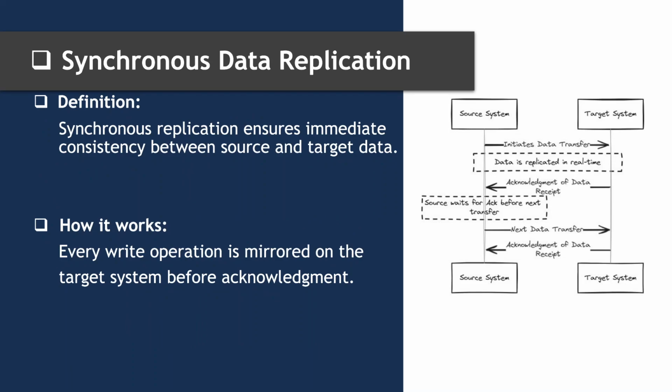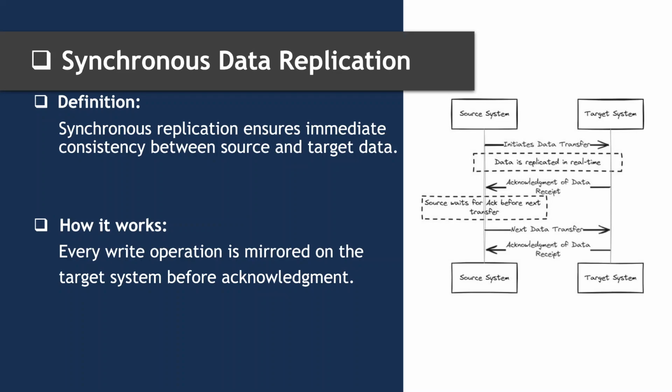First, we will take a look at the definition. Synchronous replication ensures immediate consistency between source and target data. And how it works is, every write operation is mirrored on the target system before acknowledgement. The diagram illustrates the process of synchronous data replication, where data is transferred and replicated in real time between a source system and a target system.